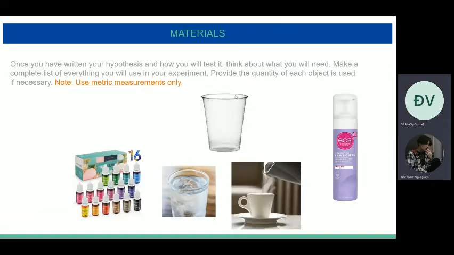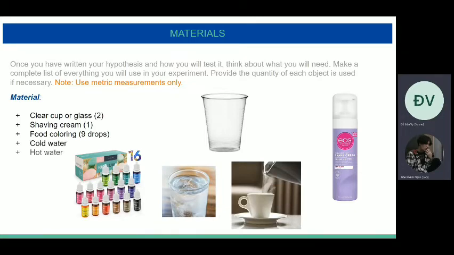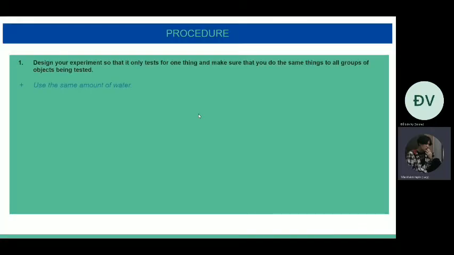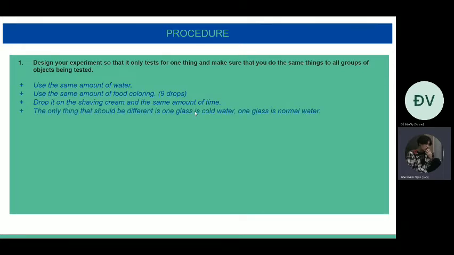To start the experiment, we will need two clear cups, one shaving cream bottle, about 3 to 4 different colors of food coloring, normal water, and cold water. In our experiment, we will make sure that we use the same amount of water and the same amount of food coloring for each cup. Then we will spray on the shaving cream and wait for the same amount of time. The only thing that's different is the water. One glass is cold water and one glass is normal water.